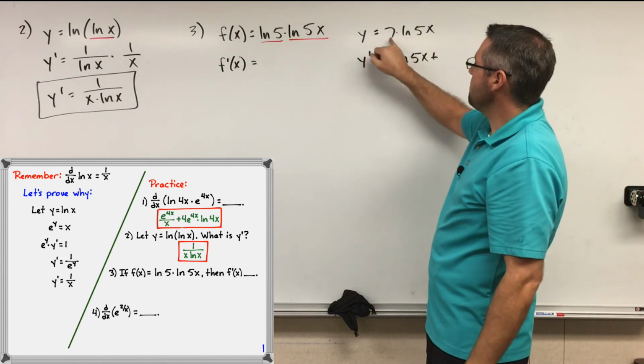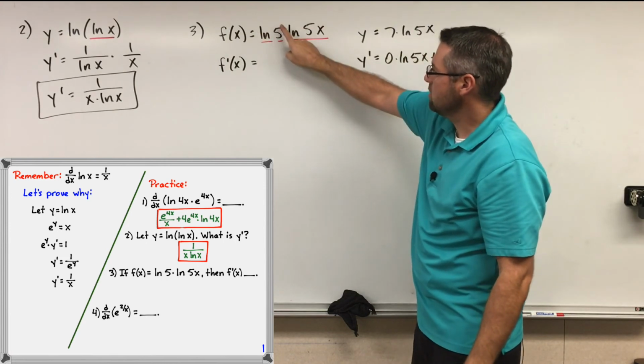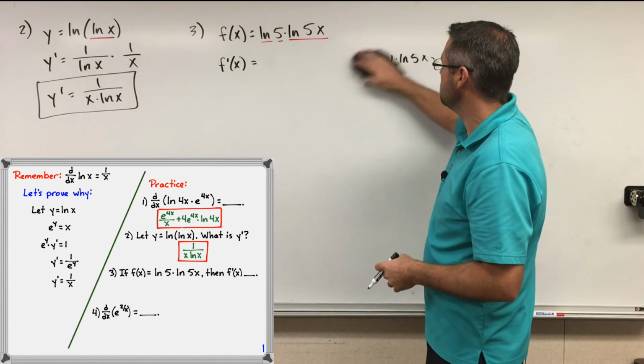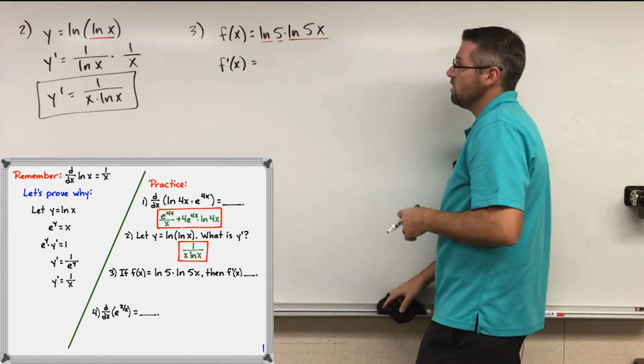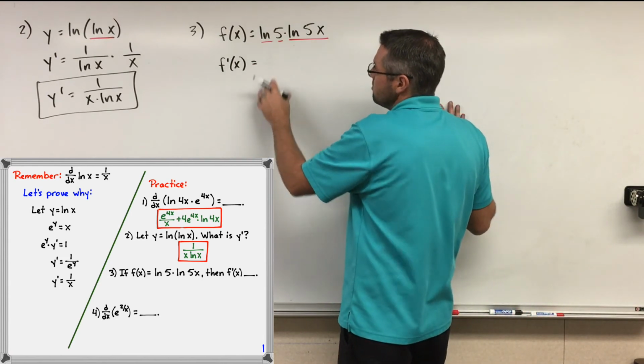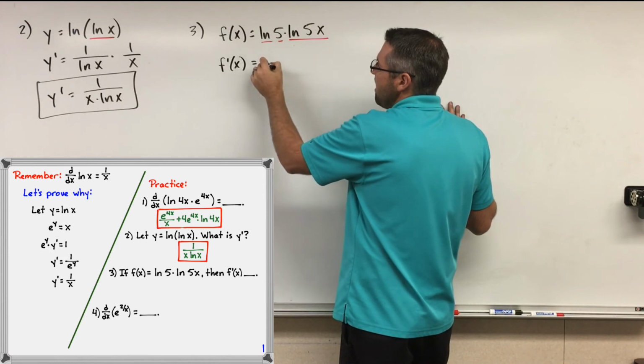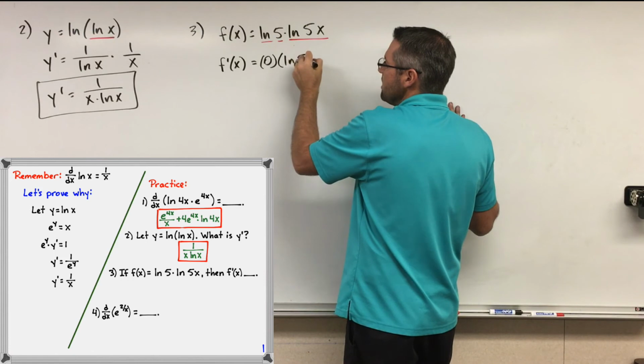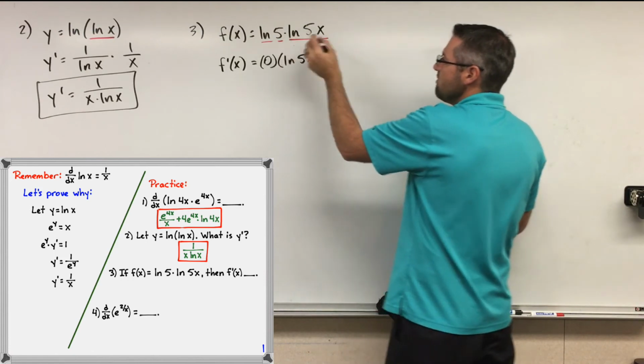This is the same type of thing. This is a constant, just like the sine of pi is a constant. It's not a function or a variable function, if you would, it is a constant function. But the bottom line is the derivative of natural log of 5 is 0. And then times the second thing, so times natural log of 5x, plus the derivative of the second thing.